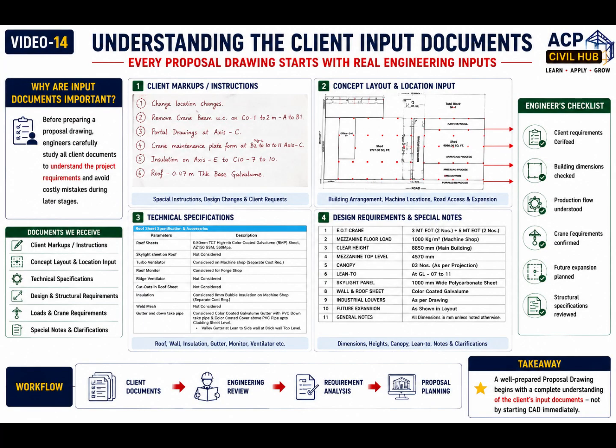Let's understand the documents engineers receive from the client. The first document usually contains client markups and design instructions. The second is the concept layout showing the building arrangement and site planning. Engineers also receive technical specifications such as roof sheets, wall sheets, insulation requirements, ventilation systems, and structural requirements. Before starting the proposal, every document is carefully reviewed to understand the client's expectations and avoid costly design mistakes.